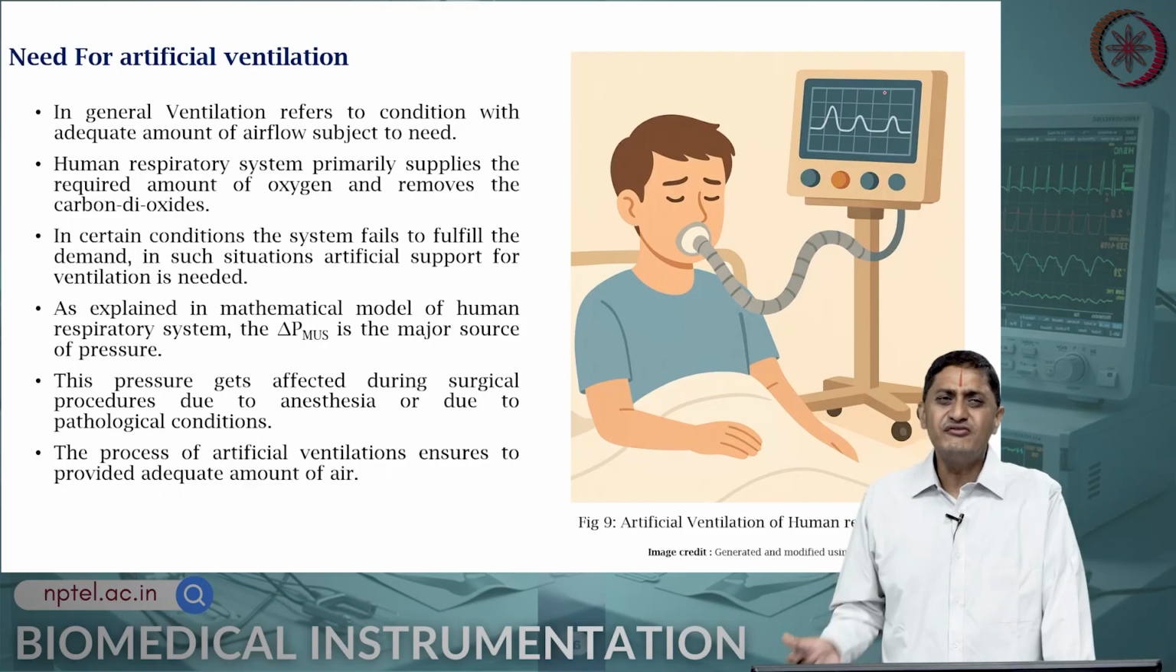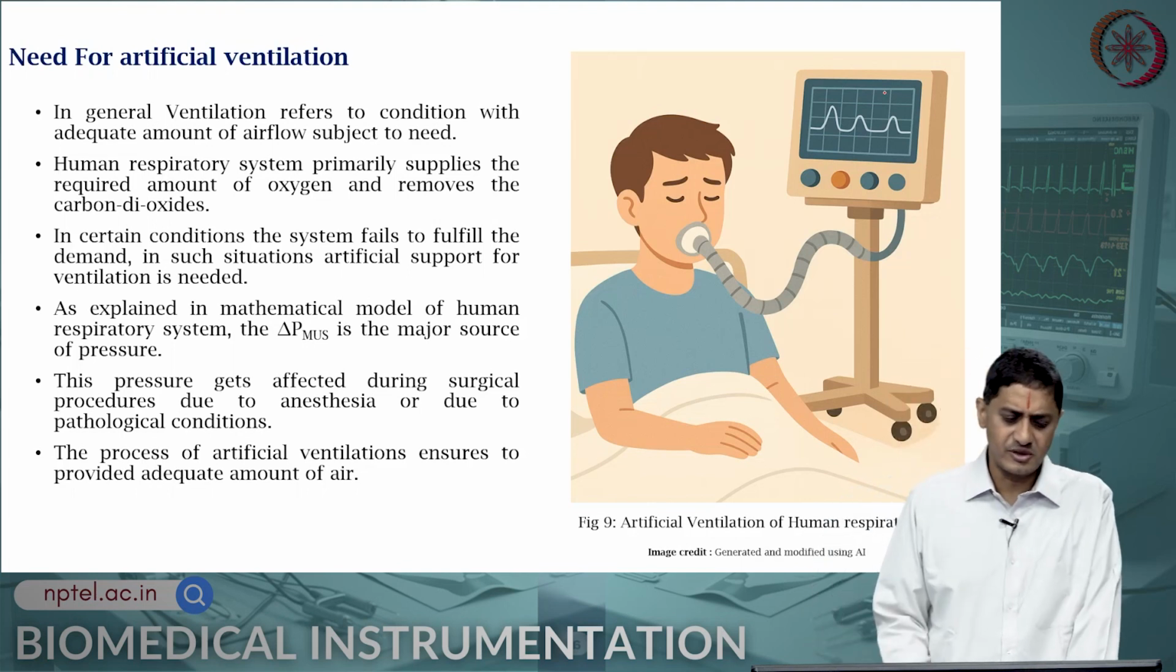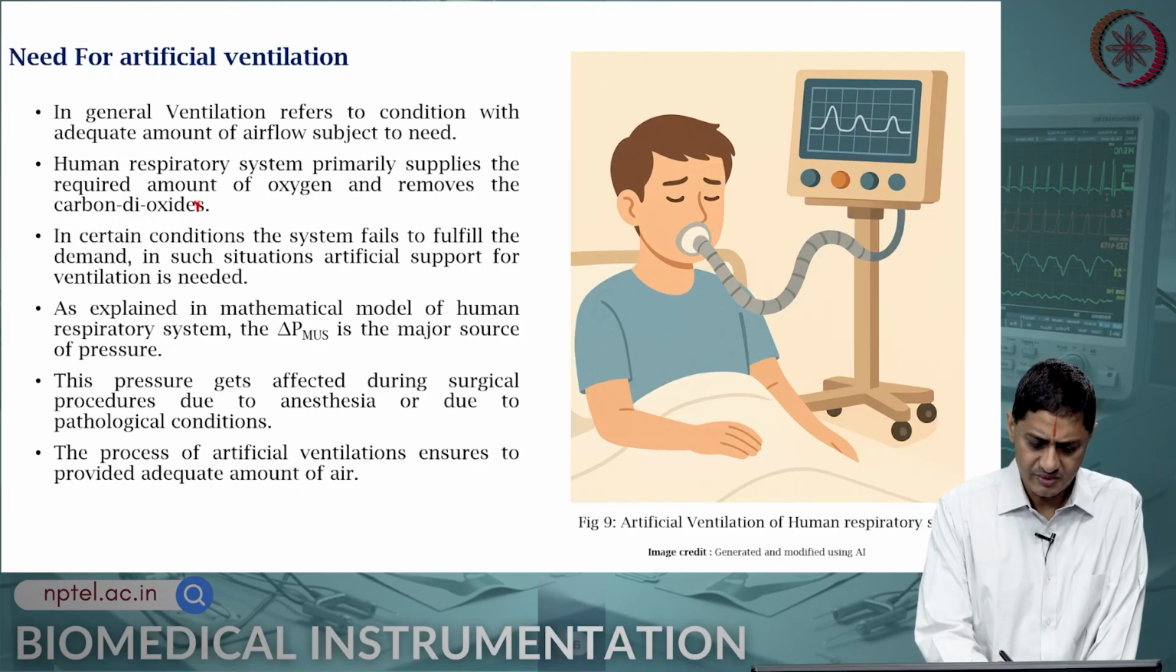What is the need for artificial ventilation? Essentially, the purpose is to provide an adequate amount of oxygen to the patient who needs the oxygen. The main function of the respiratory system is to provide the required amount of oxygen and remove carbon dioxide.